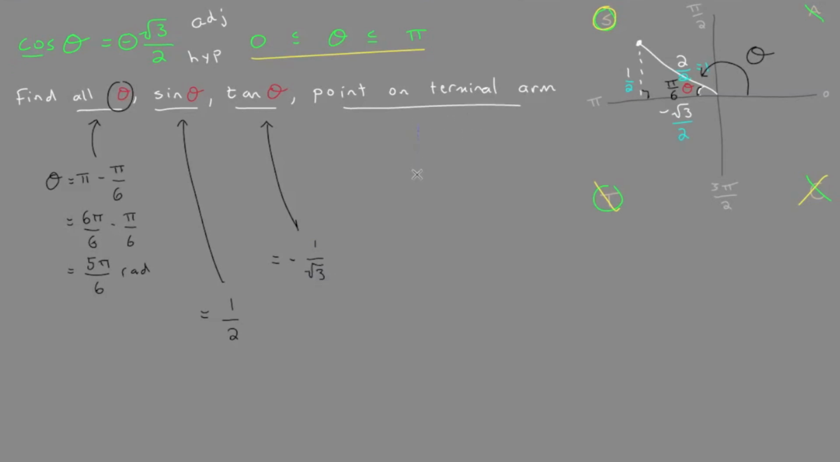Finally, to find the point on the terminal arm, that's why we had to convert all the side lengths by dividing by 2, because the terminal arm has to be 1. The point on the terminal arm is just the coordinate using the x and the y. So the coordinate is x, y. We have x and y here. That's what we found earlier. X would be negative root 3 over 2, and y is a half.